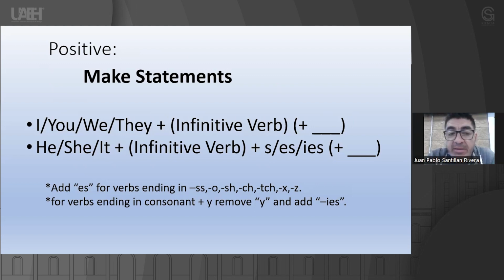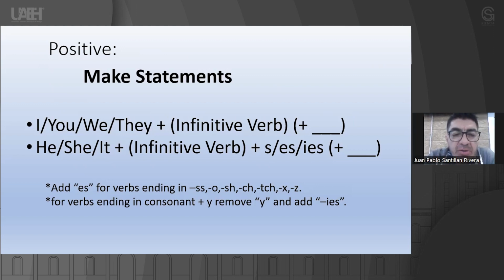But on the other hand, if we have the subjects he, she, it, we have to use the infinitive verb form, the base form of the verb, plus we have to add an S sound, for example S, ES, IES, to the verb, and a complement. I'll show you later. Let's go to the structure.